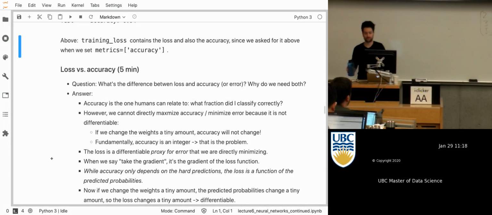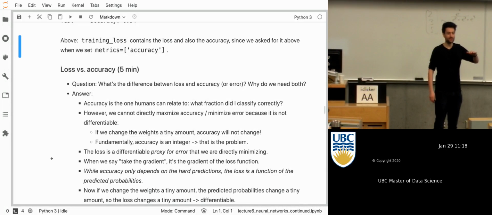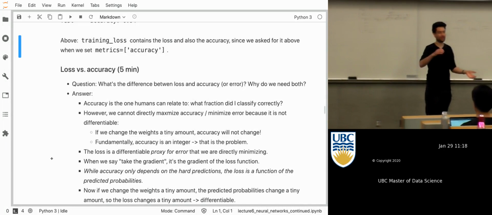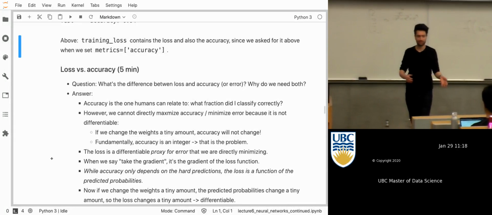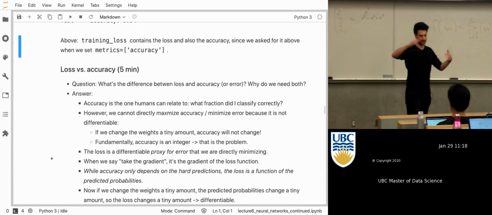But also, you could have a case where you've already gotten 100% accuracy on your training set, but your loss keeps going down and down. Because you can't get better than 100% accuracy, but your probabilities still may be improving to get closer to that 0 and 1 ideal thing.